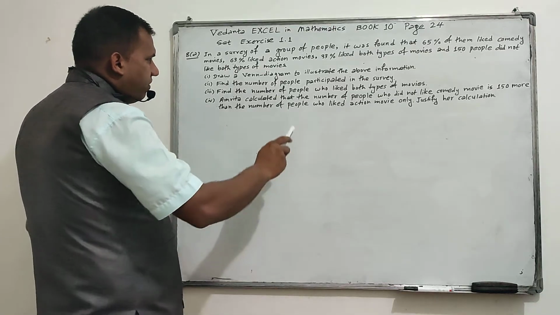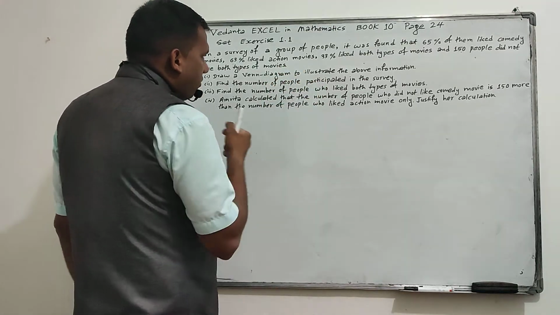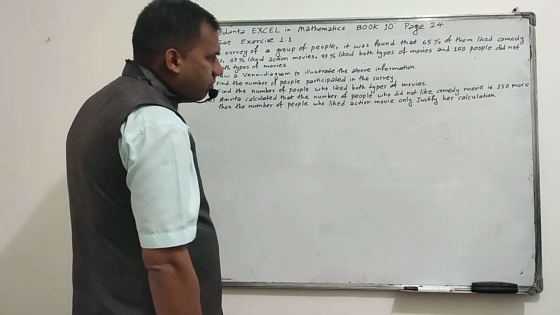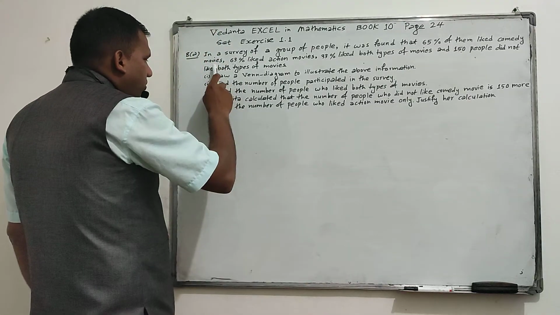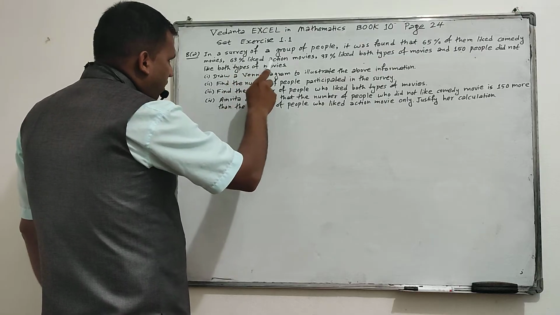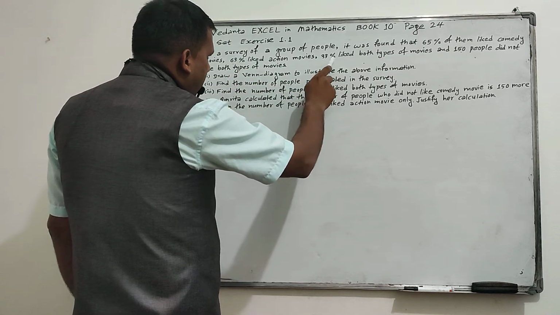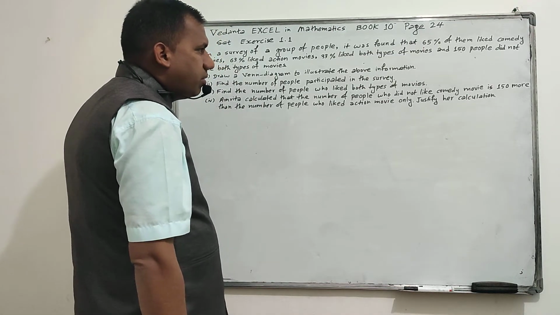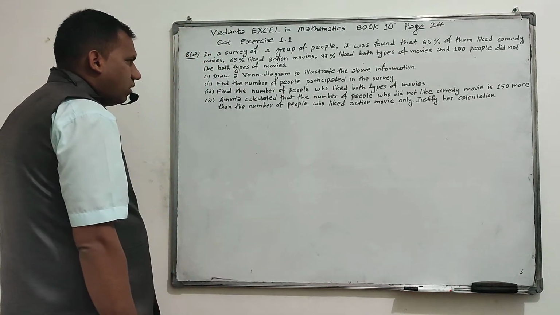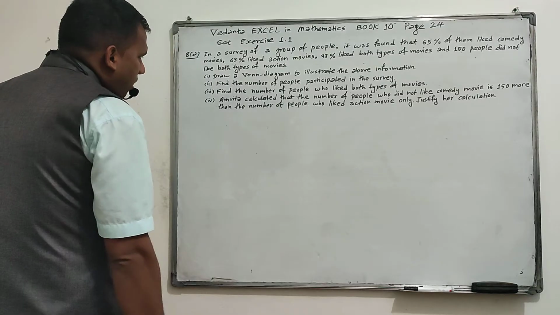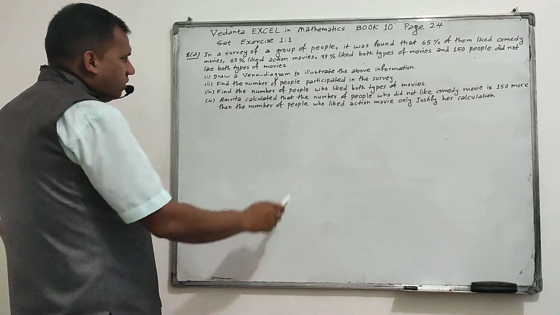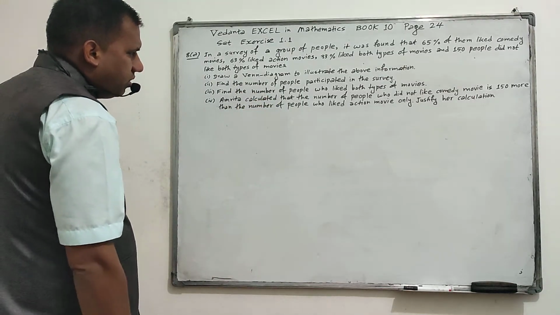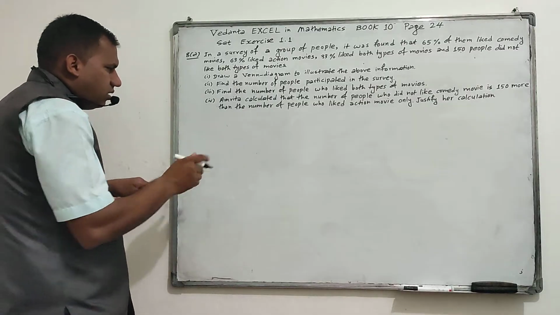In a survey of a group of people, it was found that 65% of them liked comedy movies, 63% liked action movies, 33% liked both types of movies, and 150 people did not like both types of movies. Now draw a Venn diagram to illustrate the above information. Let us start its solution now.